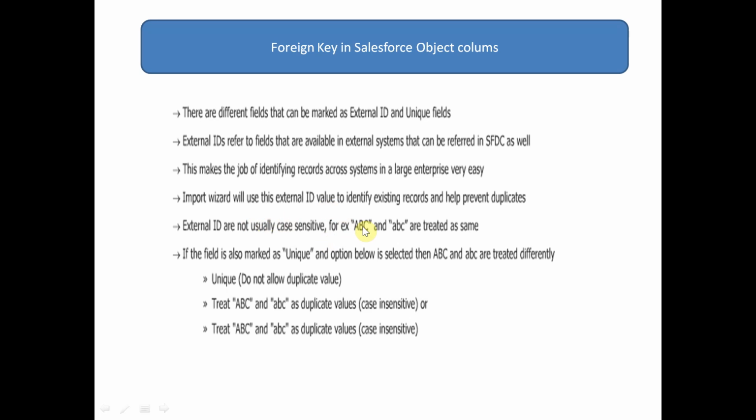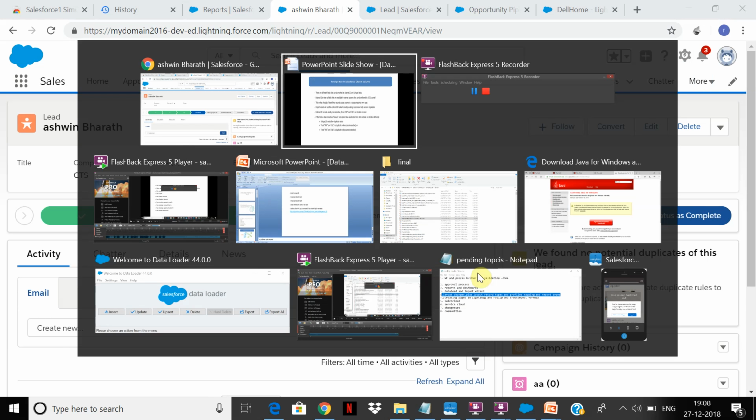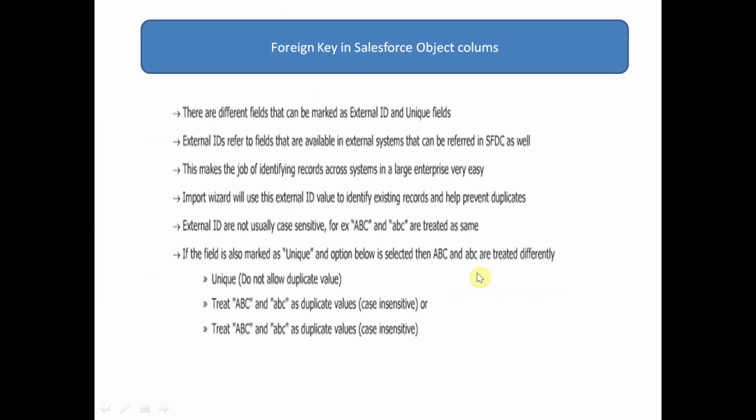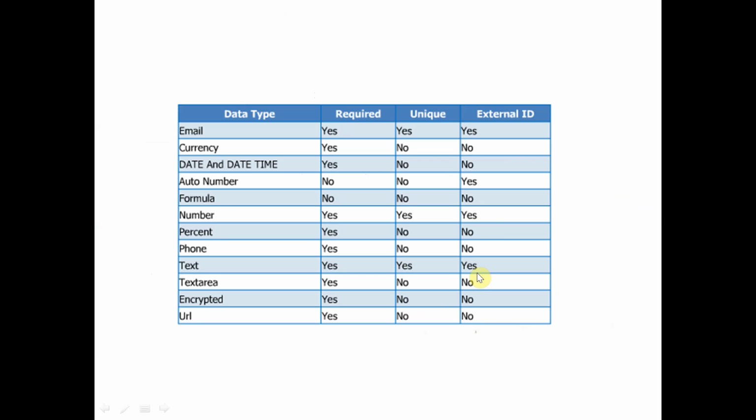Import uses this external ID. By default, the ID, row ID, record ID, which we saw, is used. External IDs are not case sensitive. So if you use 18-character record IDs, it is not case sensitive. If the field is marked as unique, then ABC and abc will be treated differently; case sensitivity will be inbuilt. So this is the eligibility of the external ID.